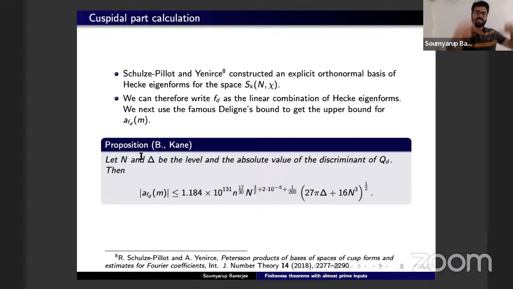So we next use the famous Deligne bound to get the upper bound of a_F,D(m). In this direction, we have found that for the quadratic form Q_D with level N and discriminant delta, we bound a_F,D(m) by less than or equal to this thing. This is the error term of |A_D|, and we get the main term from the Eisenstein series part. That's how we calculate the cardinality of A_D. And finally, we just use the sieving technique to show the cardinality of S_A(Z) is bigger than zero. So that completes the proof.